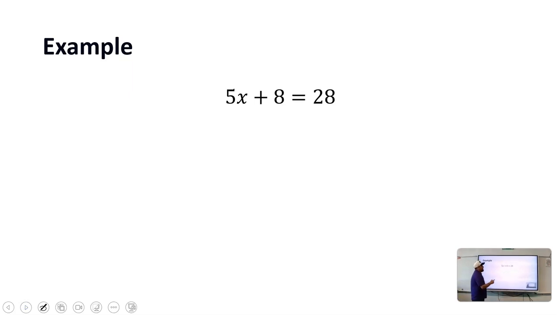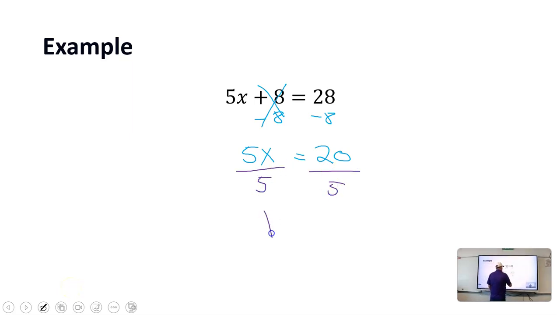Okay, next. Once again, this is a straightforward one. So we're going to subtract 8 from both sides. 8 minus 8 turns into a 0. So I'm just left with 5x on the left side of the equal sign. On the right side, 28 minus 8 is 20. Now I'm just left with one more step to go. And we're going to go ahead and divide both sides by 5. And we end up with x equals 4 for our final answer.